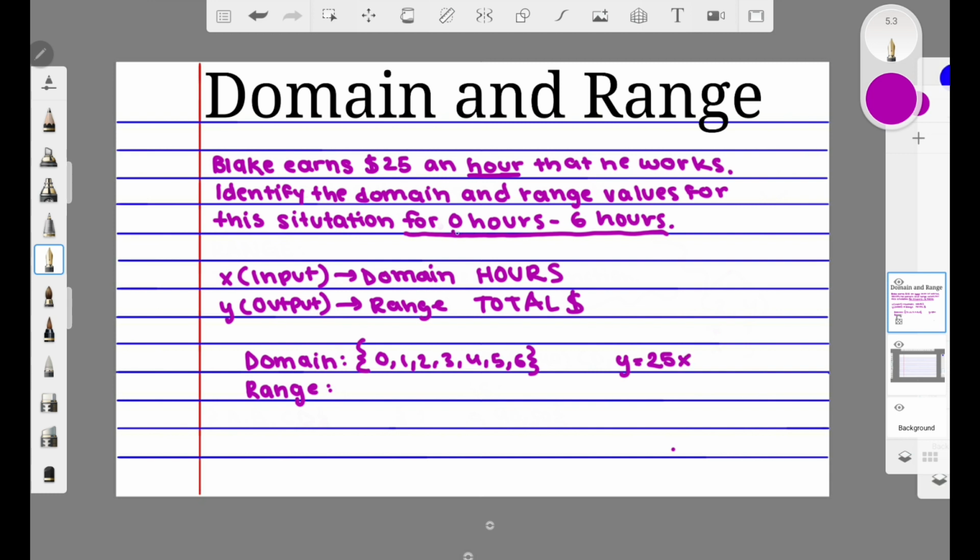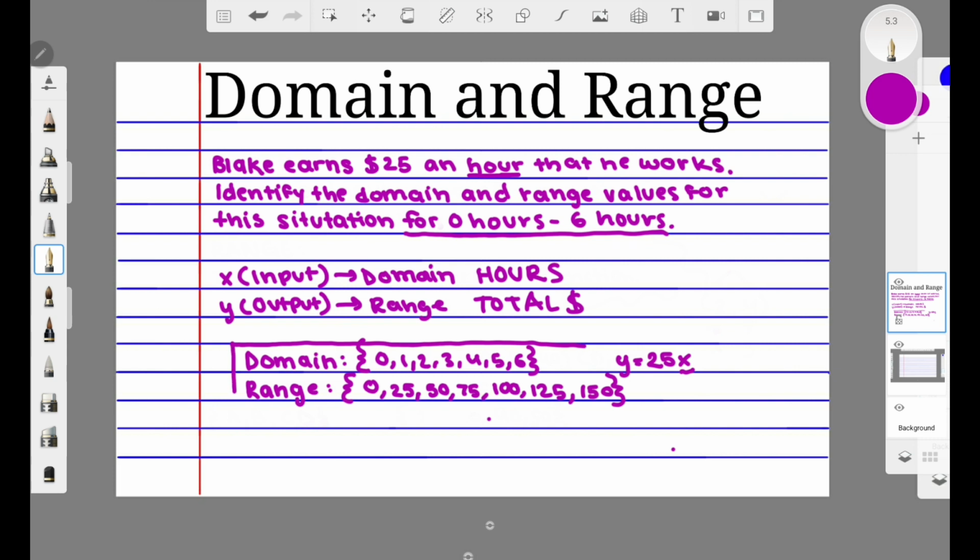And since there's no initial startup bonus, it's just y is equal to 25x. That will be our equation, and we're not going to worry about a y-intercept. All right, so now we can plug in all of our different x values or domain values that we've written in the set over here and come up with all of our range values. I went ahead and filled in all of our range values.